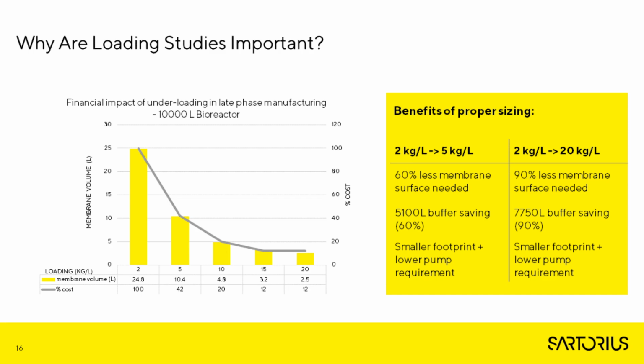So by performing these loading studies and determining the maximum capacity, we can save many hundreds of thousands of dollars per year. And in addition, the smaller surface area requirement will result in a smaller footprint, hence smaller pumps are needed and smaller skid size.